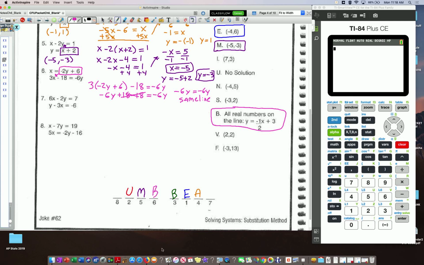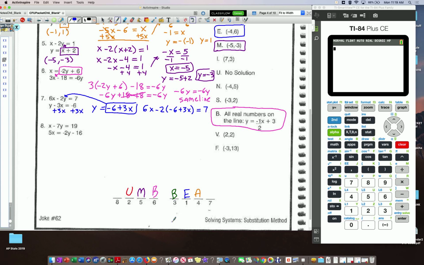All right, 2 left. All right, number 7. Number 7, what I actually have to do first is get y or x by itself. So on this one, I'm going to add 3x to both sides first. So when I do that, I have y equals negative 6 plus 3x. Now I can take this value and plug it in for y right here. So when I do that, I have 6x minus 2 times the quantity 6 plus 3x equals 7.